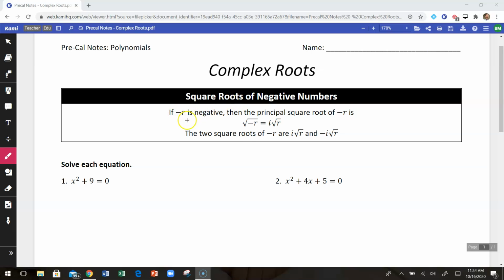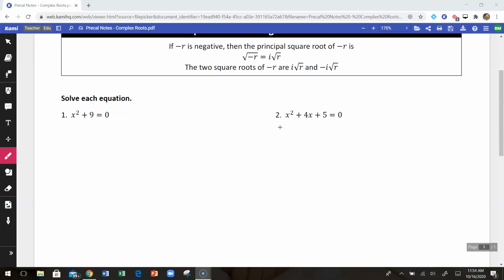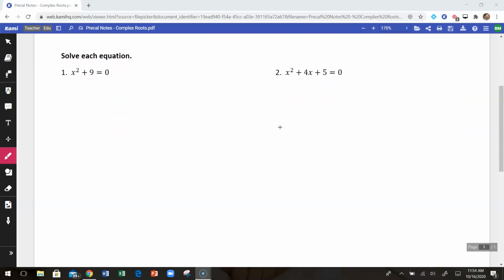So this part in this box kind of goes through that. If you have a square root of a negative number, you at least want to bring that negative out and turn it into an i, because the square root of negative 1 is i. The idea there is that we can then say that we have a root. It's just going to be imaginary. So I've got a couple of equations here we're going to get complex roots for.